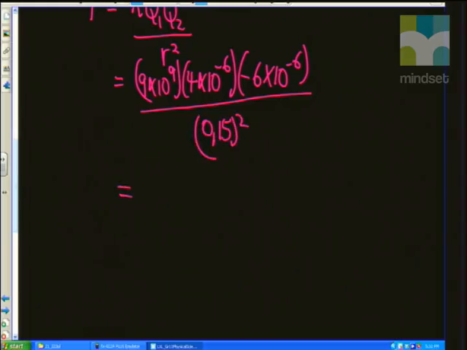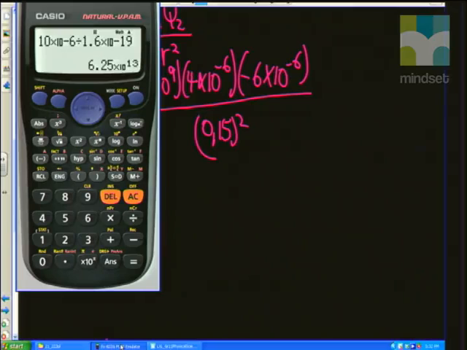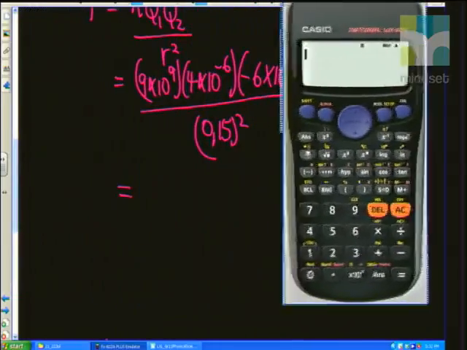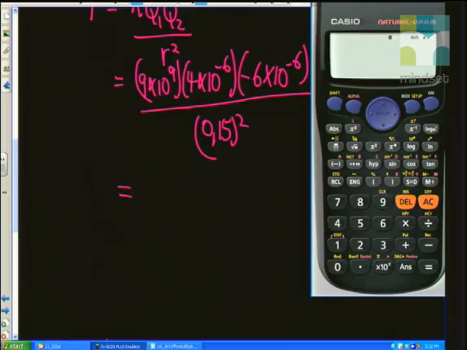And that is equal to, at this point, you bring your calculator because you have to find a solution to that problem there. Okay? So let me see if I can put it that side, and we have everything to view here. So you've got 9 by 10 to the power 9 times 4 by 10 to the power minus 6 times minus 6 by 10 to the power minus 6. All right? You close those brackets and you divide that by what? 0.15. 0.15, but that must be squared. Okay, and what do we get?